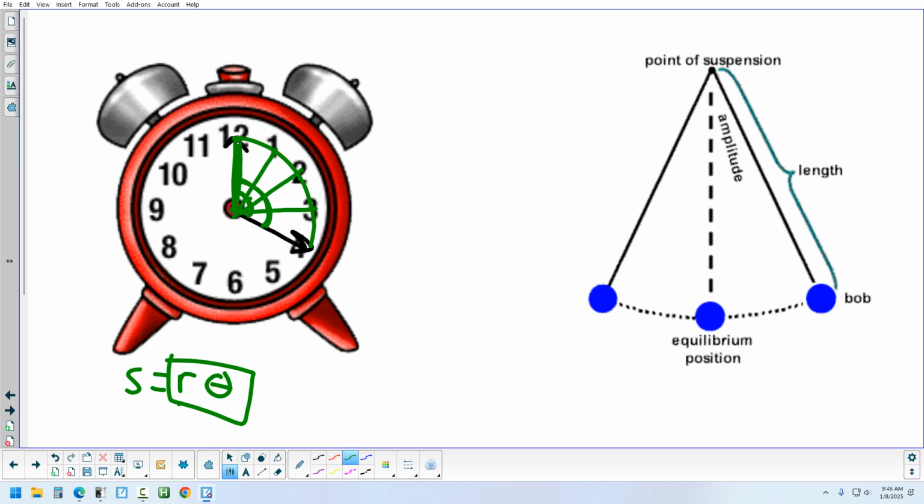Another one they're going to give you, I think it's about a pendulum swinging back and forth. As a pendulum swings back and forth, what shape does the tip of the pendulum make? It makes an arc, right? It's just like the clock. So as it swings back and forth, it makes an arc. What would be your radius when a pendulum is swinging back and forth?